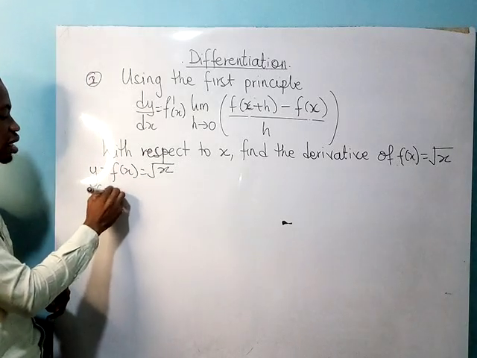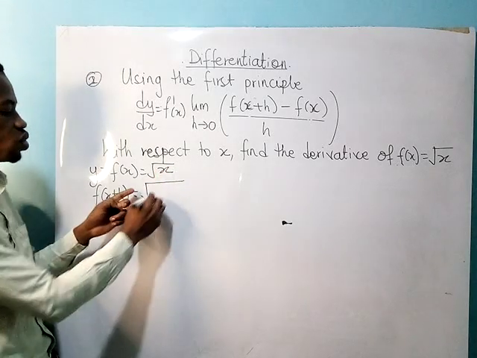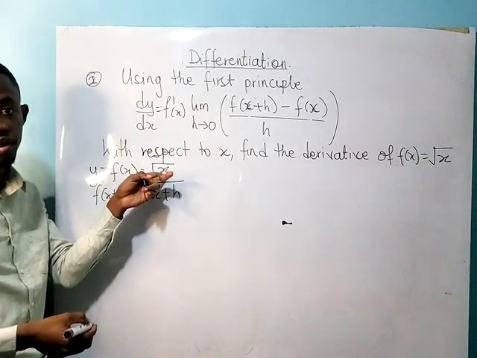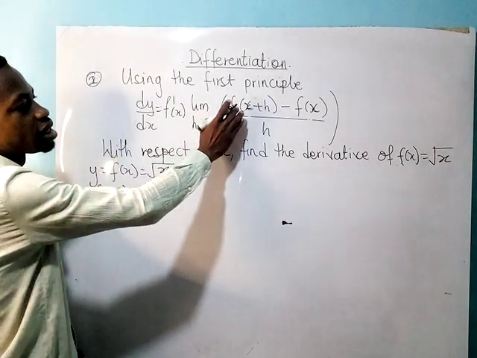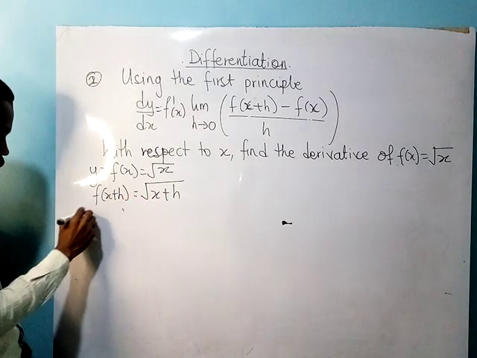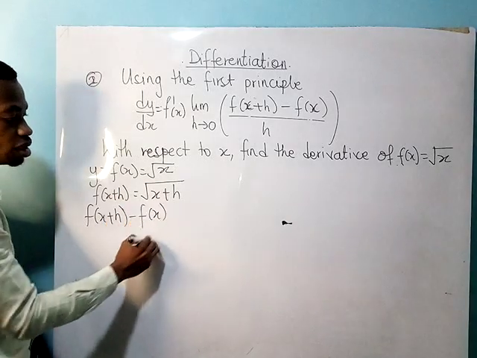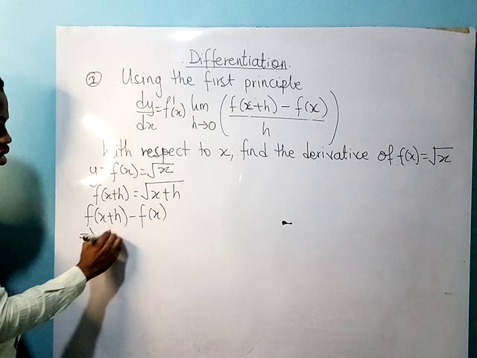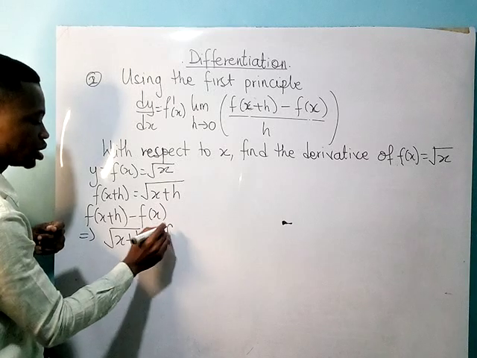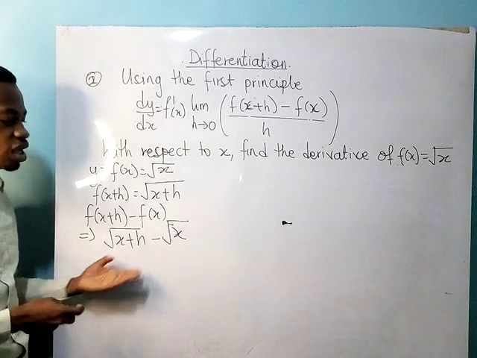So f of x plus h is going to give us square root of x plus h. That is, we substitute x plus h into x. Now from here we know that f of x plus h minus f of x will give us square root of x plus h minus square root of x. Now we need to solve this.